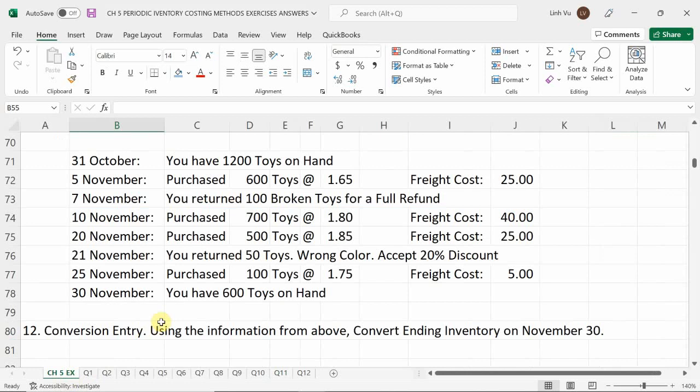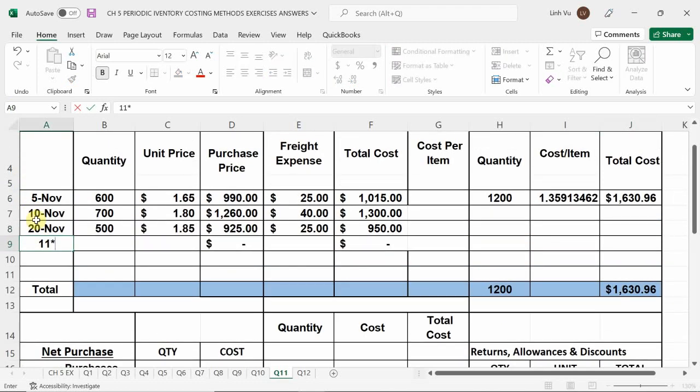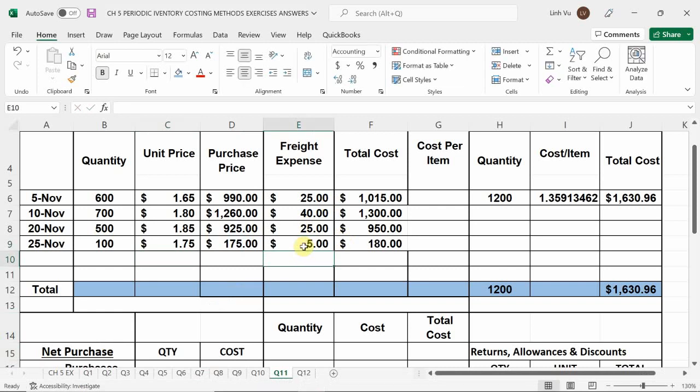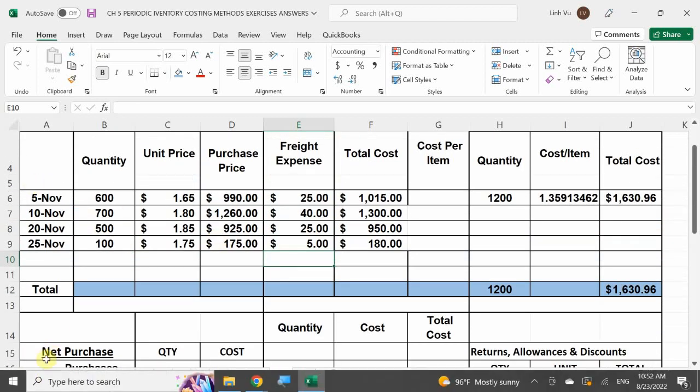November 25th rolls around and you end up purchasing an additional 100 toys at $1.75 with a freight of 5. So November 25, 100 units at $1.75, 175, plus the $5 that gets to 180. Excellent. So in this case, again, that should be all.